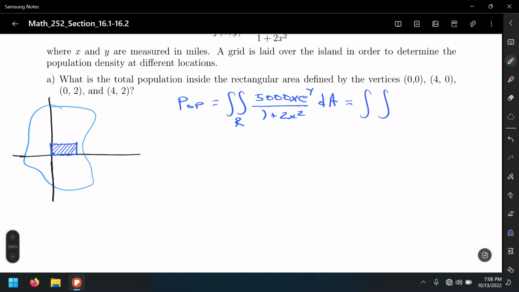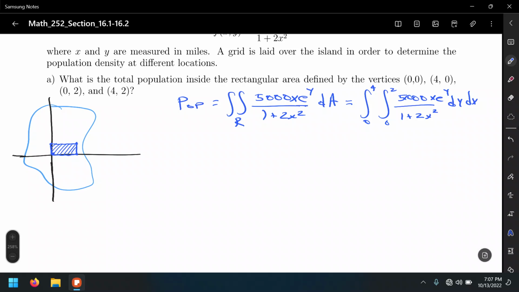So that's going to be the double integral of 5,000 x e to the y over 1 plus 2x squared dy and dx. Recall that the innermost integral is an integral with respect to y, so we are going to put limits in the y direction, which in this case is going to go from 0 to 2. And the outermost integral will be an integral with respect to x, so we will need to look at the limits in the direction of x. In this case, it's going to go from 0 to 4. All right. So let's integrate this one.